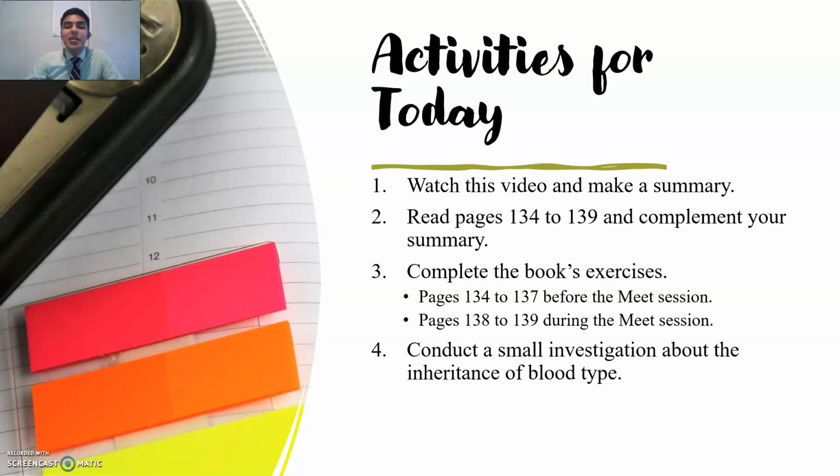Then number 4, conduct a small investigation about the inheritance of blood type. After you make your summary and complete the exercises, just include a brief investigation about the inheritance of blood type. Of course, I don't want only 2 or 3 lines. I want a little bit more information about, let's say, what blood types there are, which ones are compatible, which ones are not compatible, why they are compatible, and what happens if two parents that have incompatible blood types have a baby. What is going to be the result? So investigate a little bit more about it, all right?